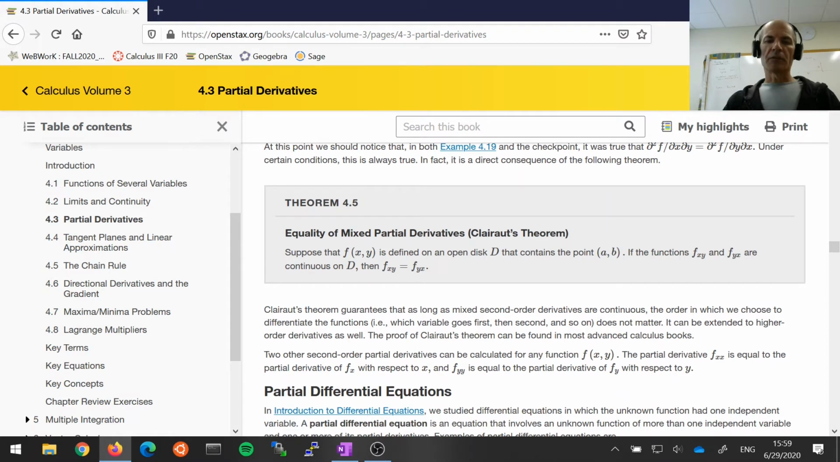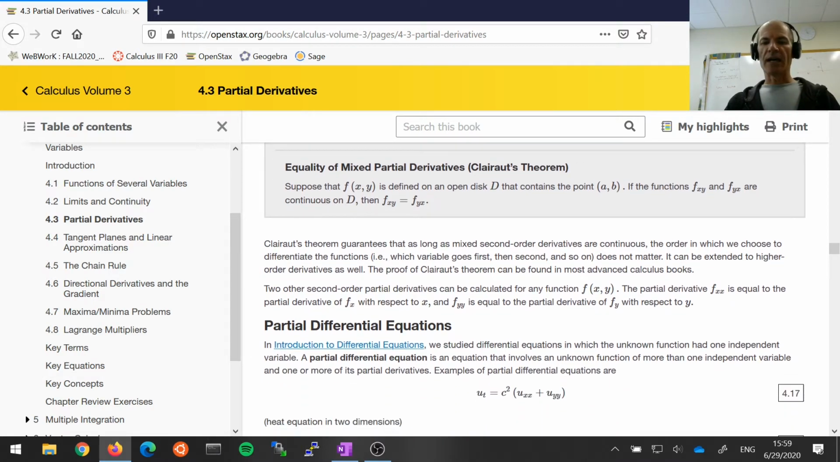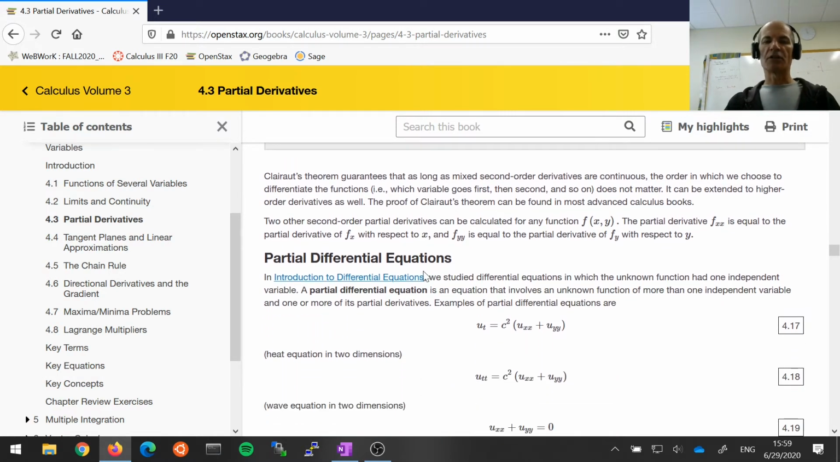A really startling result is that it doesn't matter the order in which you do mixed partial derivatives. I can differentiate with respect to x and then with respect to y, or with respect to y and then with respect to x, and the results will be the same. It's good practice for you to verify that that's what happens, good practice in differentiation.